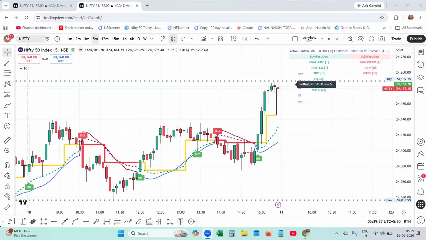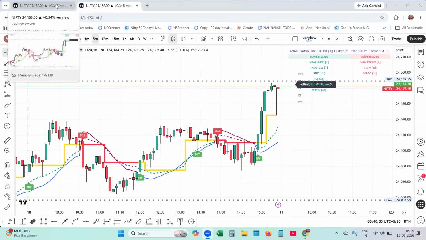Today, I'm going to show you how to keep alerts, of course, alerts that are coming on the chart with the indicator. If you are seeing the chart, you can look at it. For example, if you are trading a stock like Power Grid or something, let me open Power Grid here.